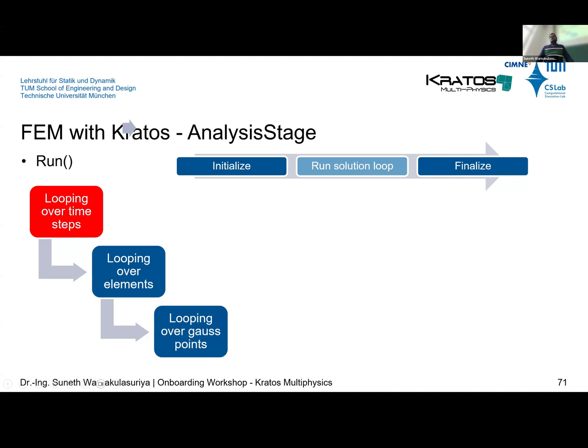Because whenever we want to run something, we usually derive from the analysis stage in Kratos, even if we want to customize. It has these three methods. Whenever we call run, which we did in the morning session, it calls three methods in the analysis stage: first initialize, then the run solution loop, and then finalize. Initialize, as the name says, just does initialization. Maybe your variables, reserving some memory for the degrees of freedom, then assigning the equation IDs so that you can do the global assembly, local assembly and all those things.